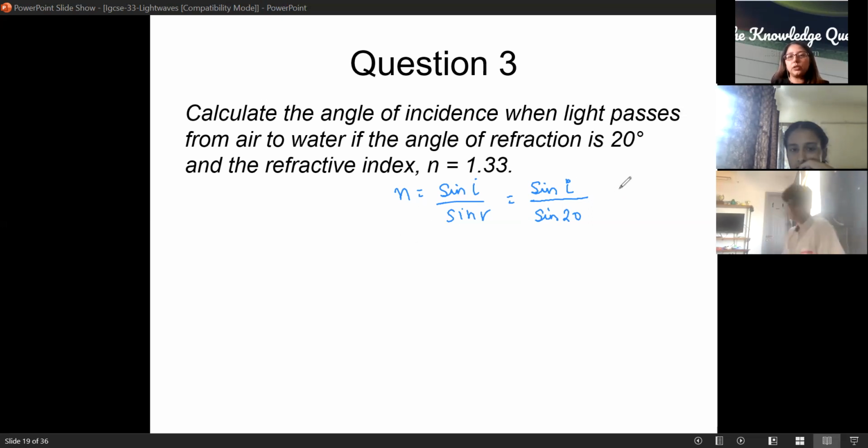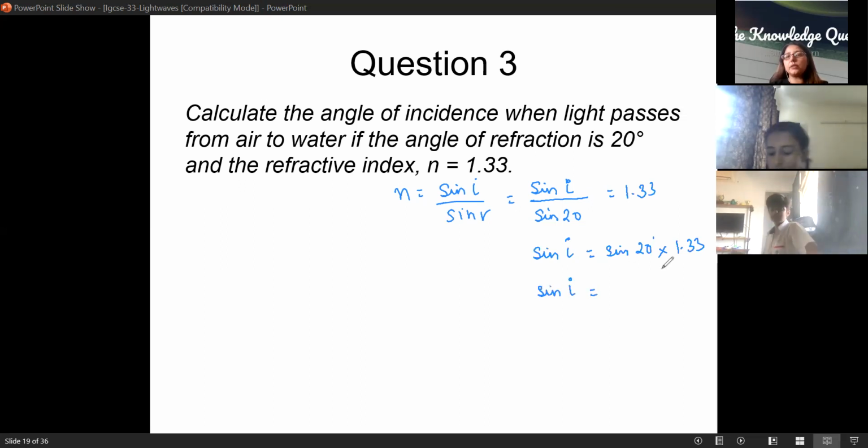n is given as how much? 1.33. Yes, so now tell me sine I is equal to sine 20 into 1.33, whole sine inverse. Sine 20 into 1.33. No, not the whole sine inverse yet. First you solve for the values and then you do sine inverse.